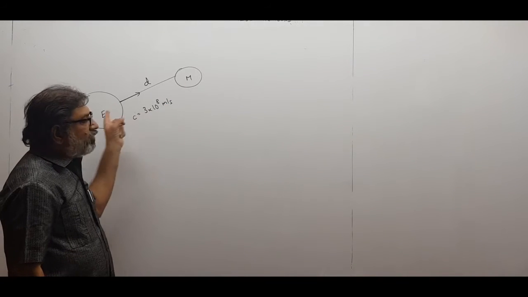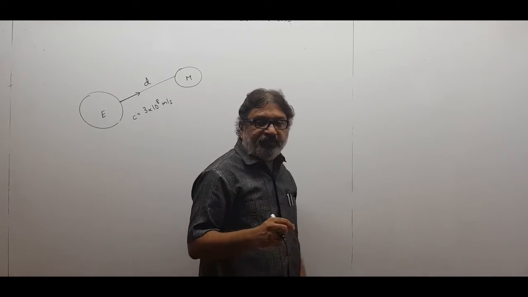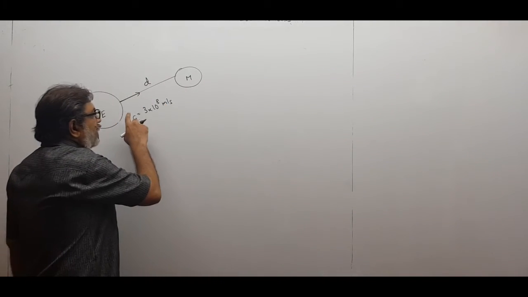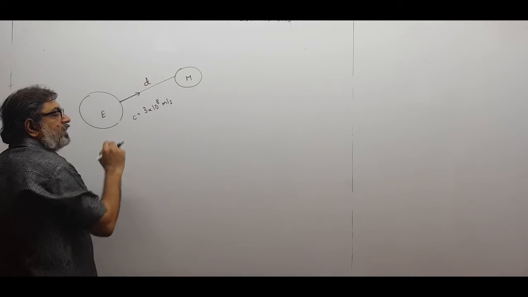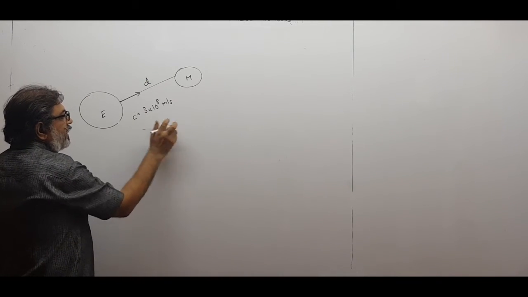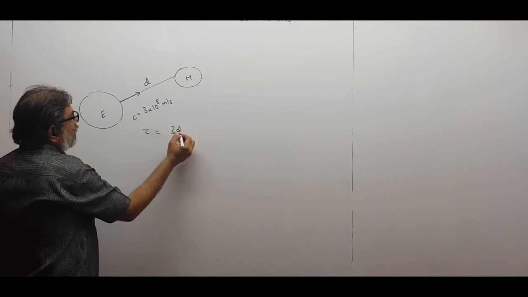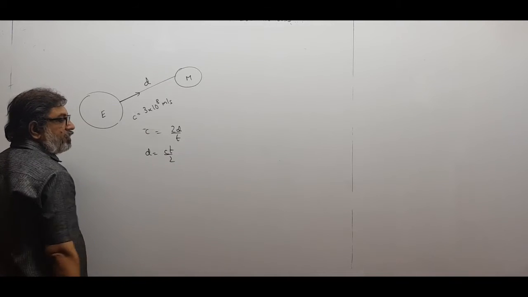It goes and comes back. We will see how much time the ray has taken to go and come back. So if t is the time taken by the ray to go and come back, in this much time it has traveled distance 2d. So 2d will be equal to... speed is distance upon time, so distance will be equal to ct upon 2.